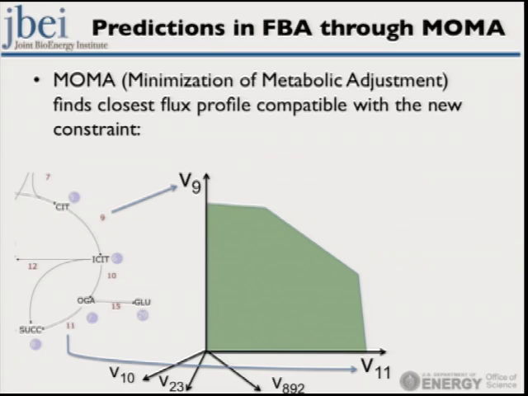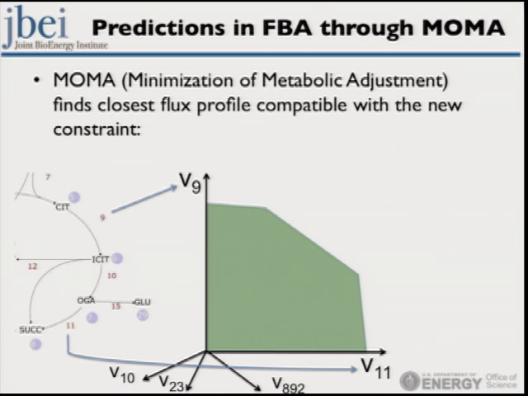Now I'll explain how you can use this method to try to find the knockouts that will increase the amount of, let's say, biofuel that you're trying to produce. This method is called MoMA, an acronym for the minimization of metabolic adjustment. Before I explain the method, I should explain how we actually view our flux profiles.